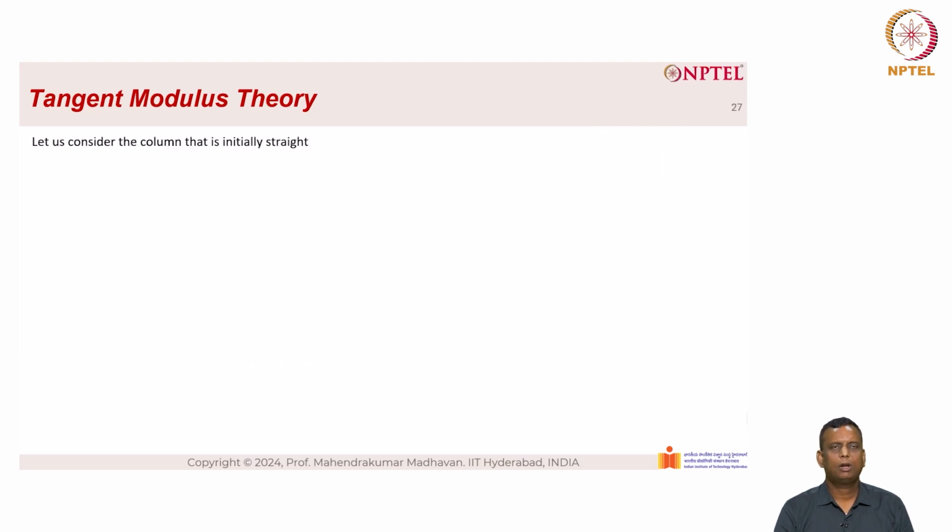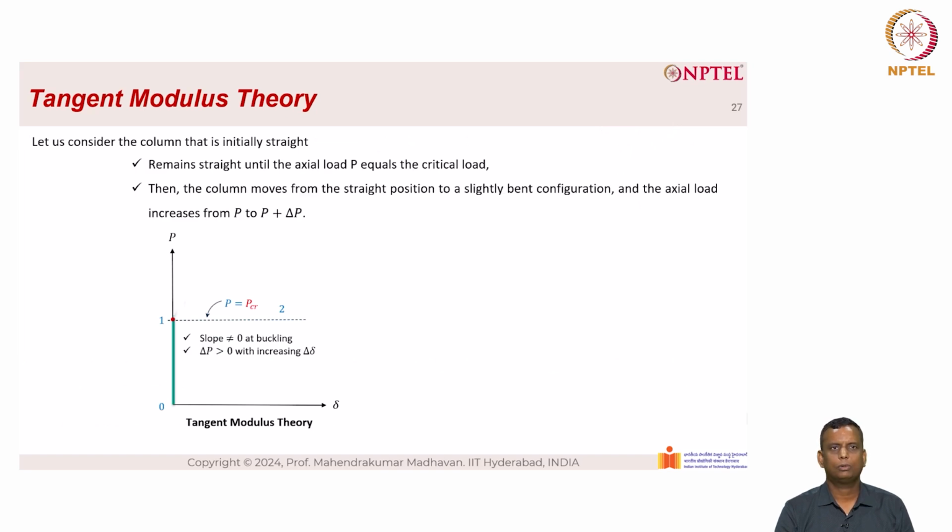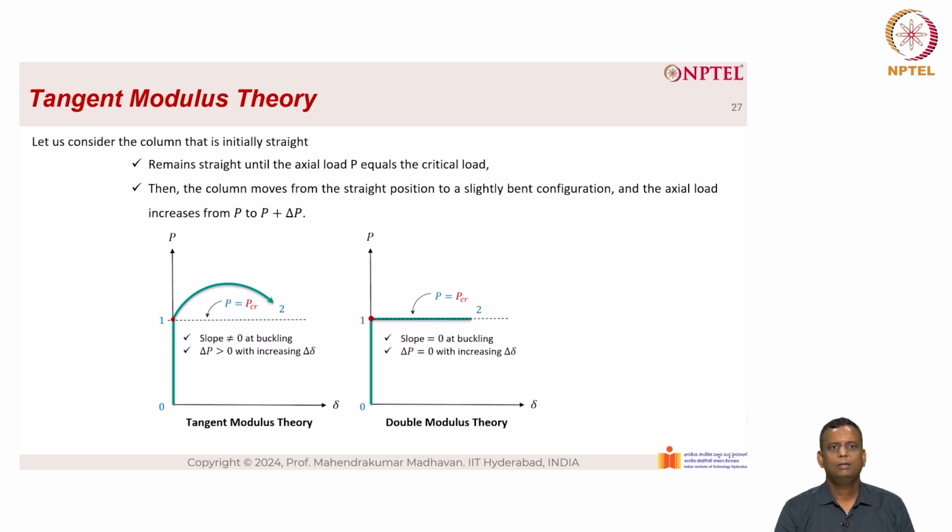Let us consider the column that is initially straight. The column remains straight until the axial load P equals the critical load. Then the column moves from the straight position to a slightly bent configuration, and the axial load increases from P to P plus delta P. Here, the slope is not equal to 0 at buckling, and delta P is greater than 0 with increasing delta. When we compare that with double modulus theory, we have the slope equal to 0 at buckling and delta P equal to 0 with increasing delta.